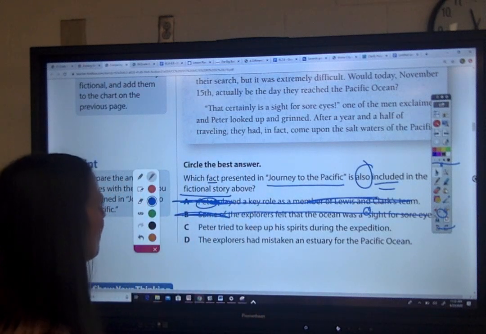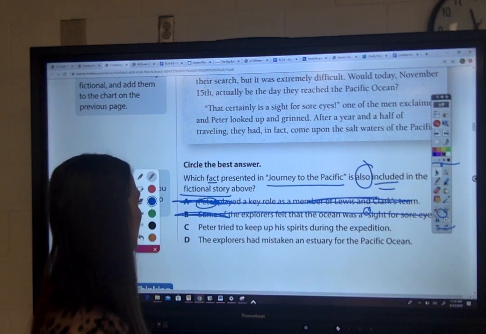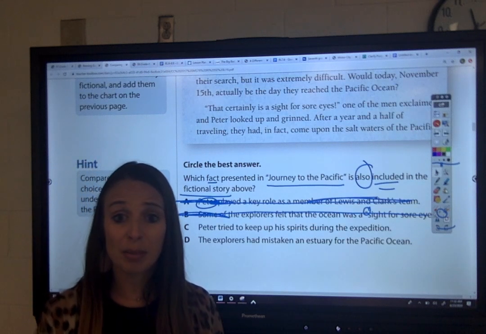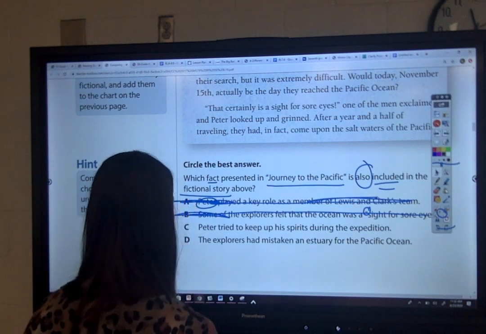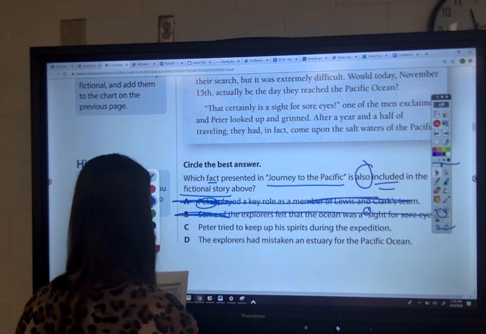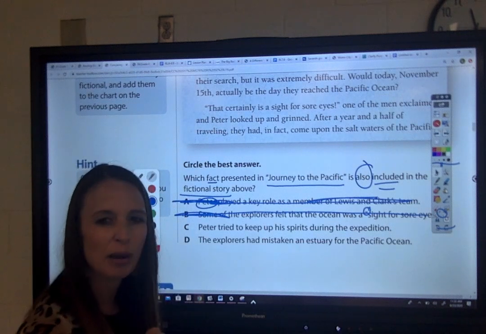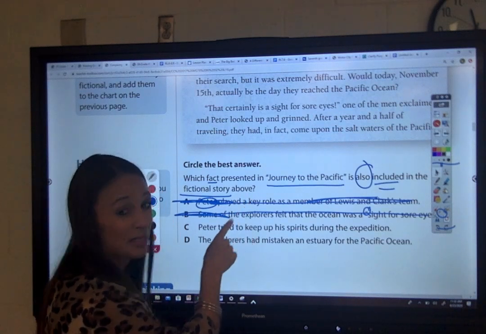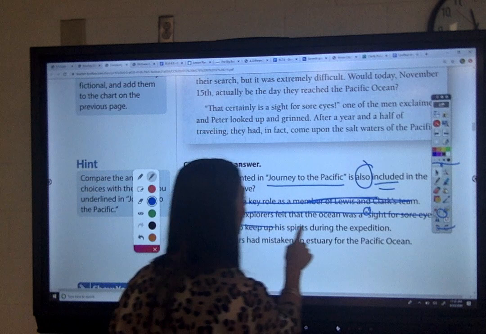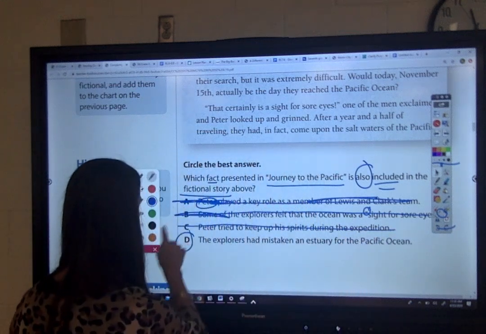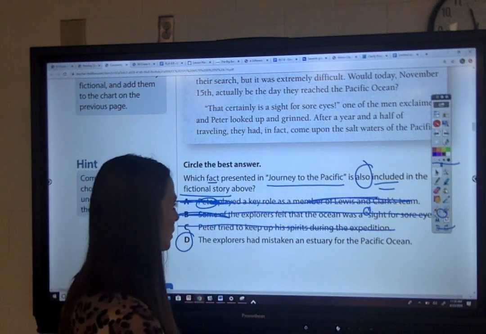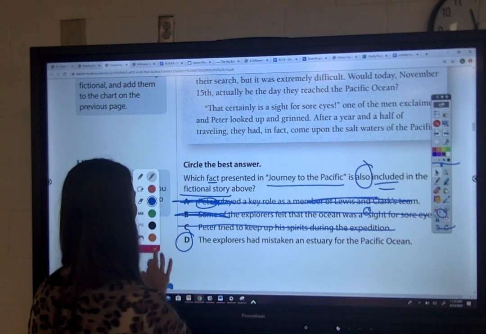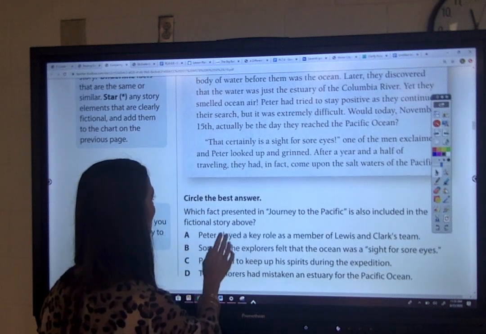Let's look at C. Peter tried to keep up his spirits during the expedition. But once again, Peter is the fictional character. Is he going to be in the informational text? No, he's not. And that's not even a fact itself anyway. That's just his thoughts and his feelings, which were, like we said, he's a fictional character, so it can't be C. So we know it has to be D, but let's look at our answer choice. The explorers had mistaken an estuary for the Pacific Ocean. Well, we know that that's true, but let's go back and prove it.